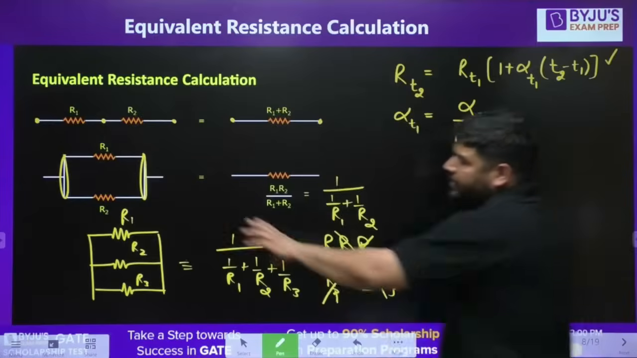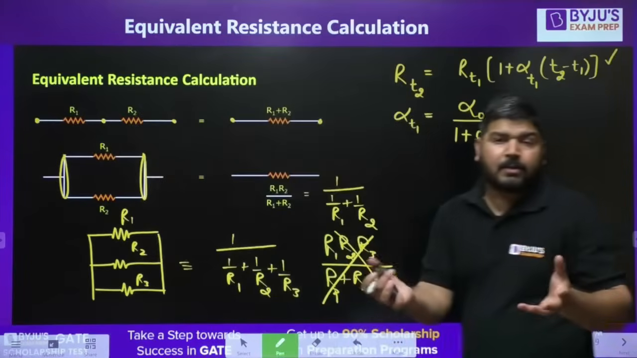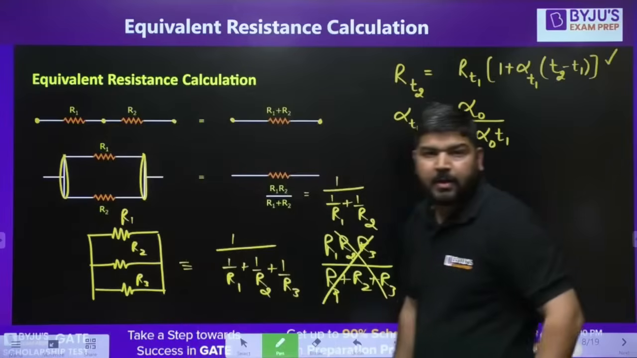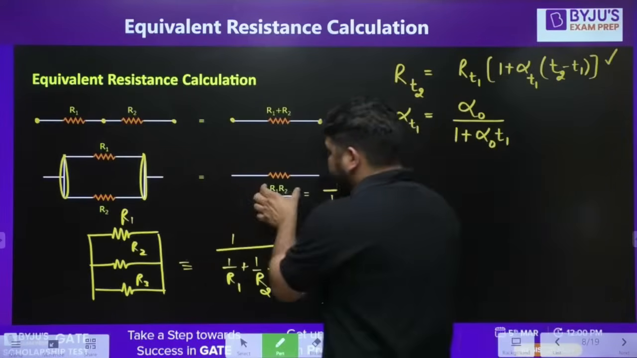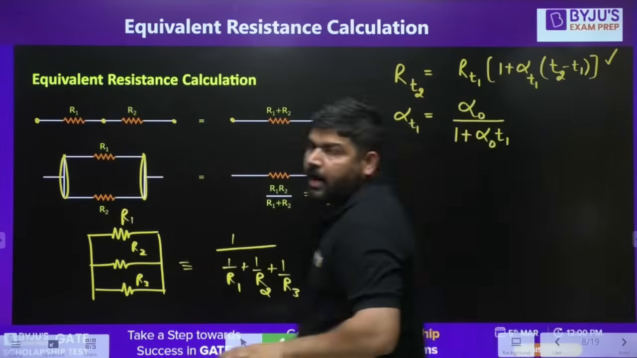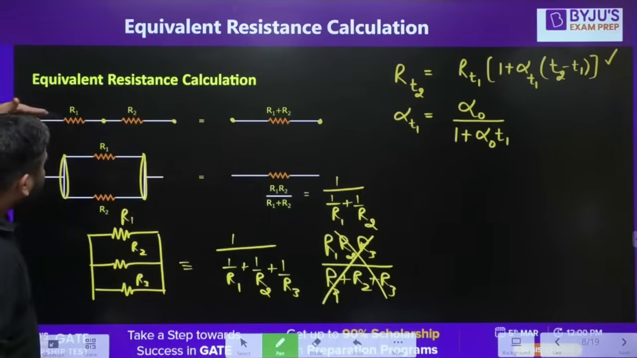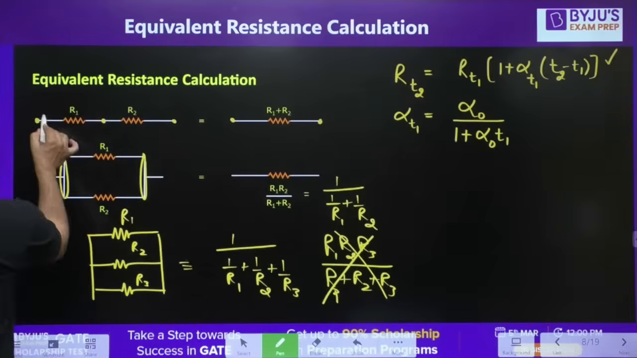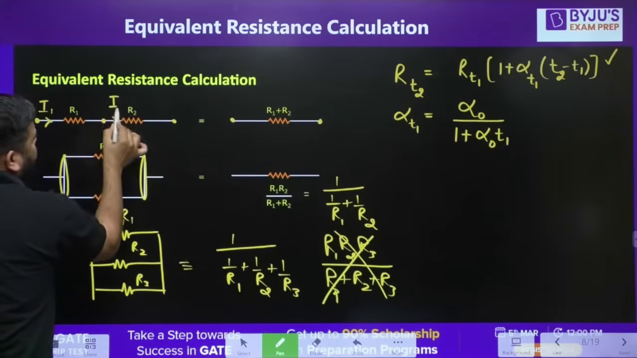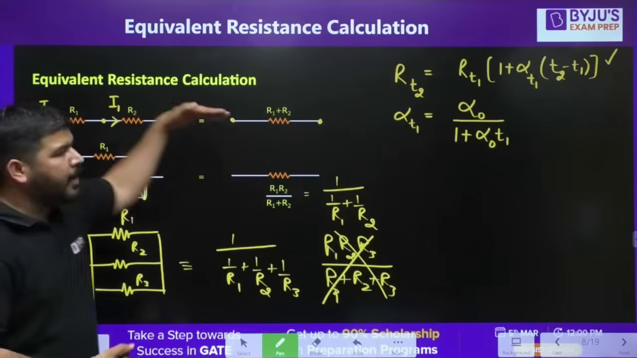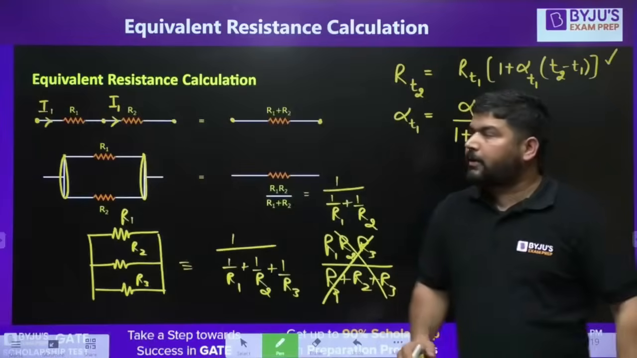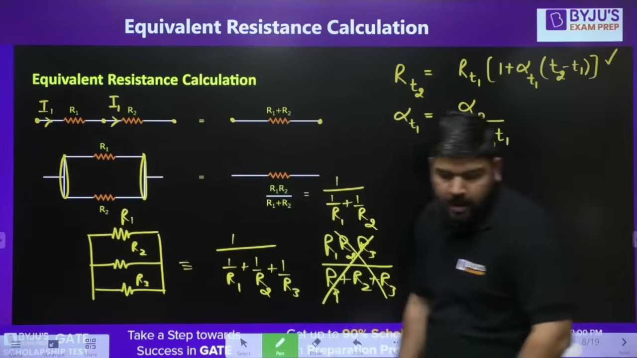So whenever the two resistances are in parallel, how to recognize that? They have the same starting point and they have the same end point. Then we call it parallel. Okay, and the equivalent resistance will be R1 R2 divided by R1 plus R2. Whenever two resistances are in series, back to back connection, if there is no current division, whatever current is here, the same current is flowing here. There is no division. The current is same. Then we call it series connection, and in that series connection the total resistance is R1 plus R2.